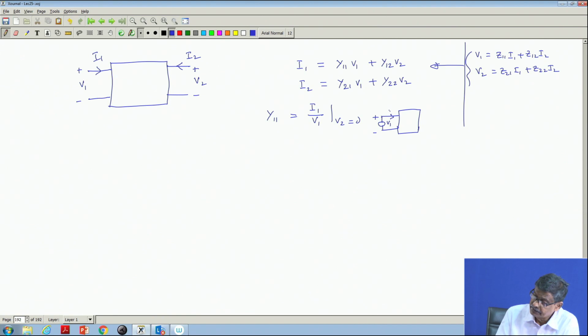connect a voltage source V1 and see how much current it draws with the secondary terminal shorted, right? V2 is equal to 0, you have to make. Then take this ratio I1 by V1. The dimension of this quantity is reciprocal of ohm, therefore, it is admittance. So, you call it y11, and it should be called the driving point admittance.